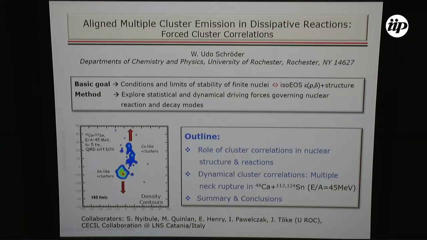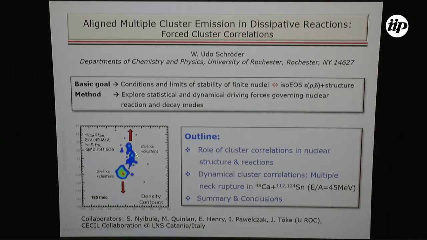Multiple neck rupture used in the reaction of a calcium-48 projectile impinging on either a neutron-poor target, tin-112, or a neutron-rich target, tin-124. The bombarding energy is 45 MeV per nucleon, which may not tell you very much, but let me tell you that that's enough energy to completely disintegrate and disassemble the system of projectile and target several times over, maybe 5 times over. But essentially, that's never observed in real-life experiments.